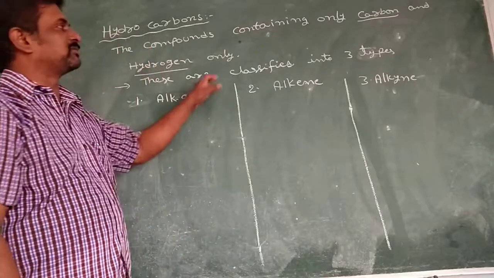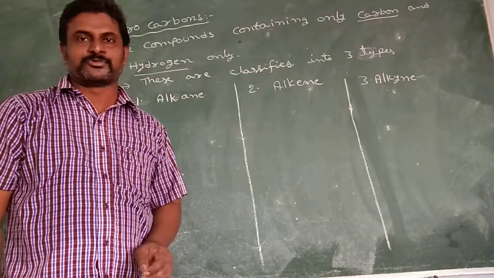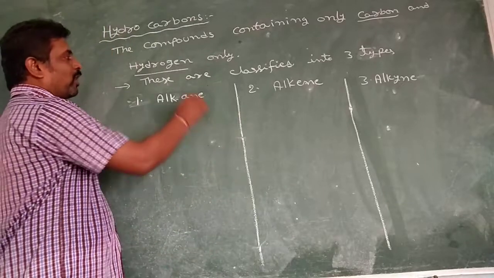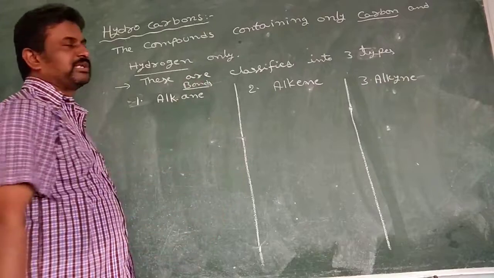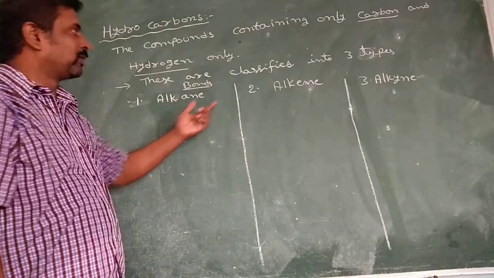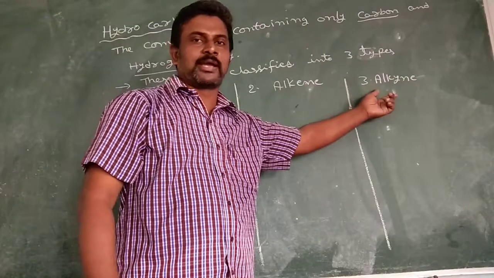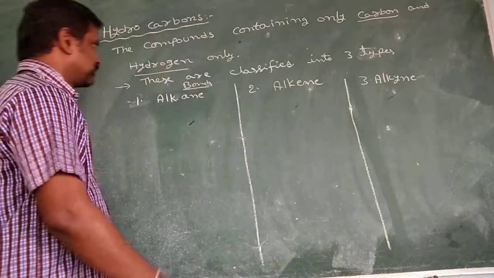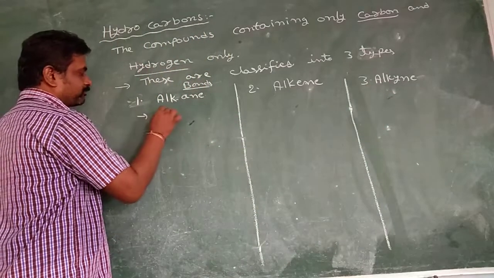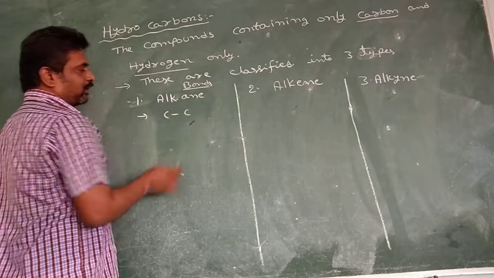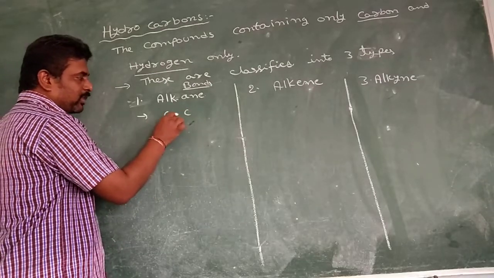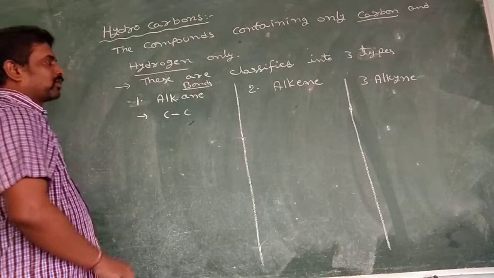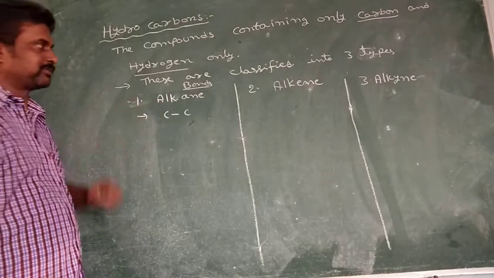These hydrocarbons are classified into three types based on the bonds: alkane, alkene, and alkyne. In alkanes, one carbon atom is attached to another carbon atom with a single bond.